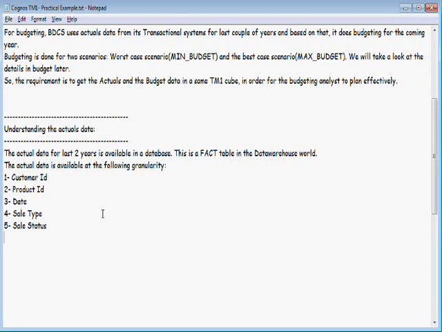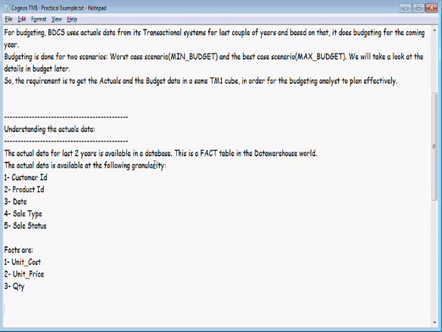The actual data is available at the following granularity. We have customer ID, product ID, for a date, sales type and sales status. So this data is available customer wise, product wise, daily. It's date level data, the sales type and sales status. And let's take a look at the facts available. Facts which are available are unit cost, unit price and quantity.